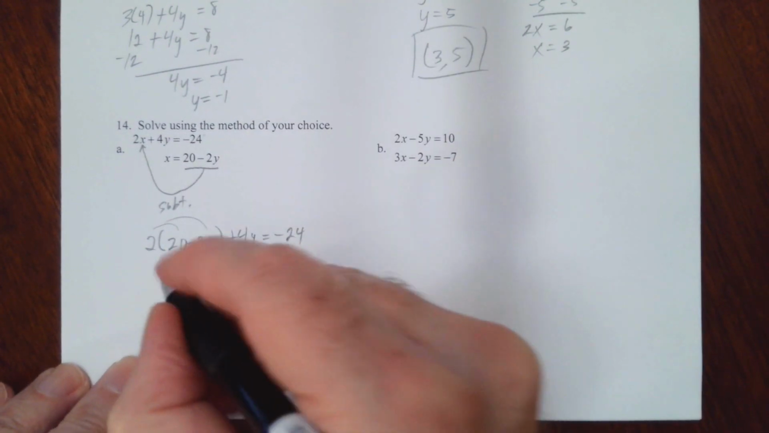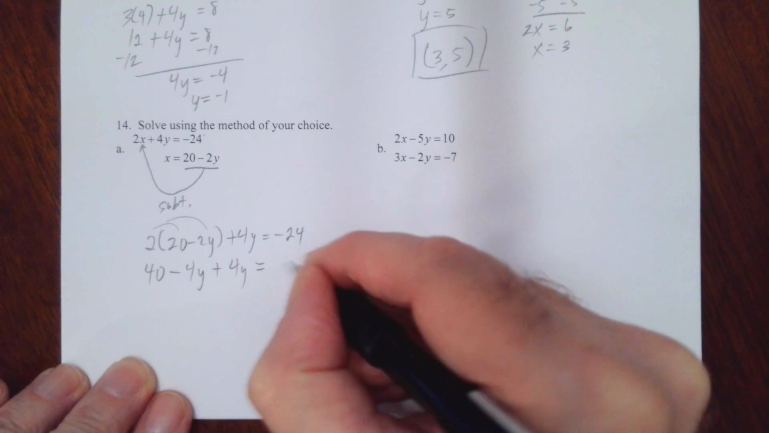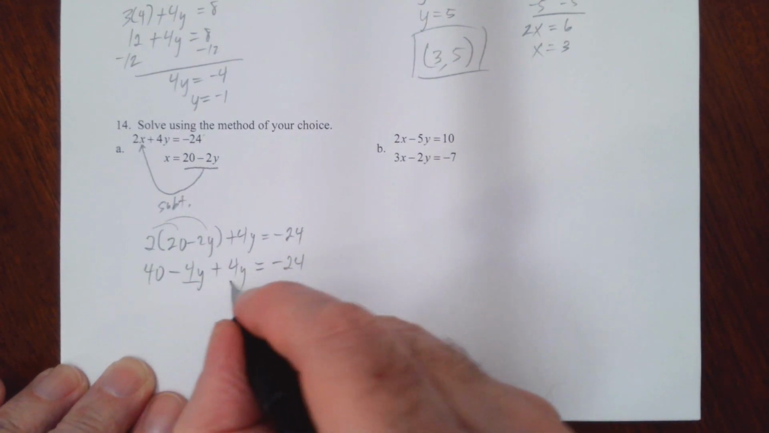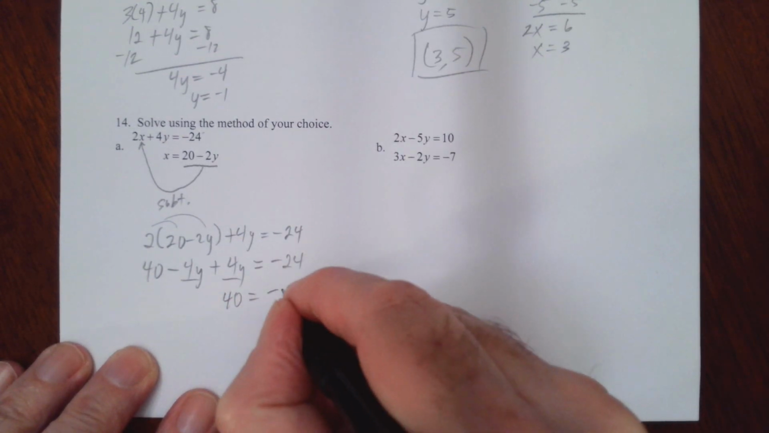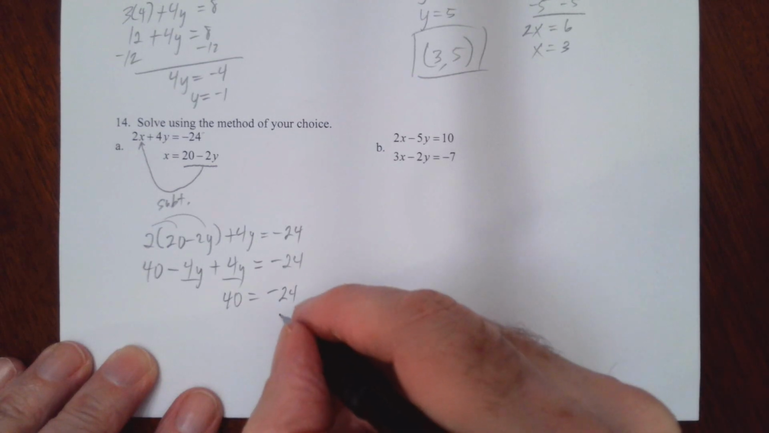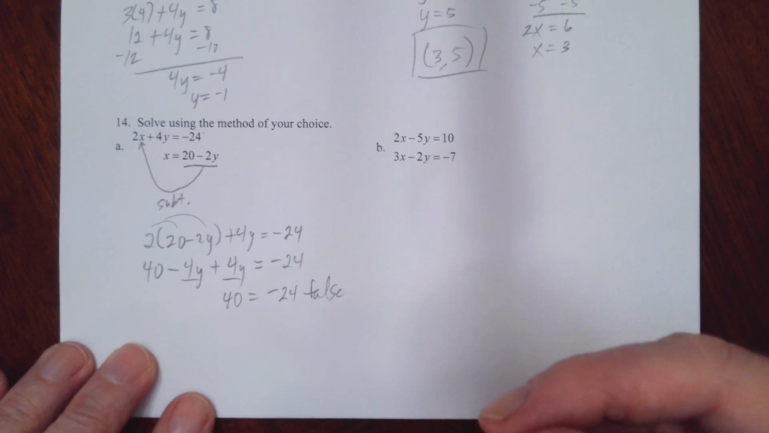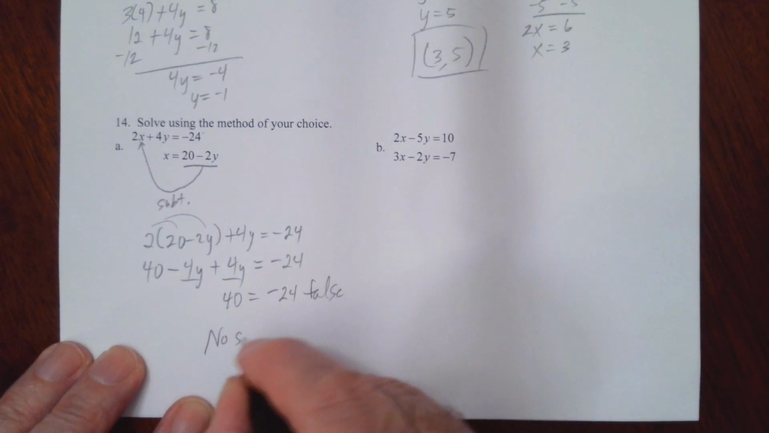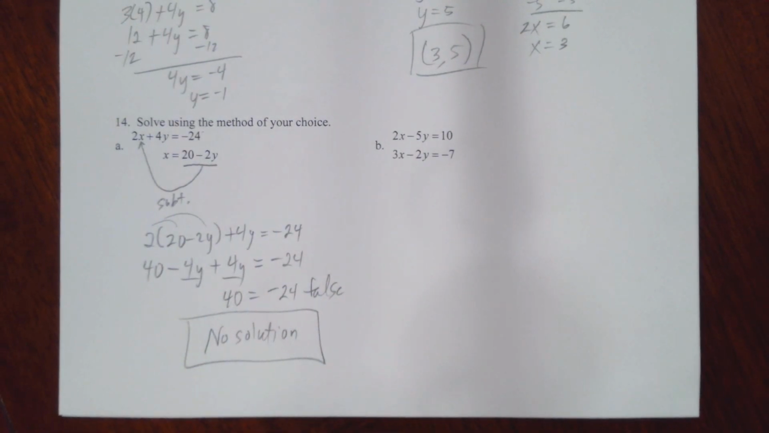So we'll have to distribute here. We get 40 minus 4y plus 4y equals negative 24. Now notice what happens. Our y terms add up to 0. So we get 40 equals negative 24, which tells me, well, that's a false statement. And anytime we get a false statement when we're solving an equation, we know we have no solution. In fact, this is the case where these two lines are parallel, and that's why there is no solution. These lines don't intersect. By the way, I know my voice is fading. I hope it's not too bad.